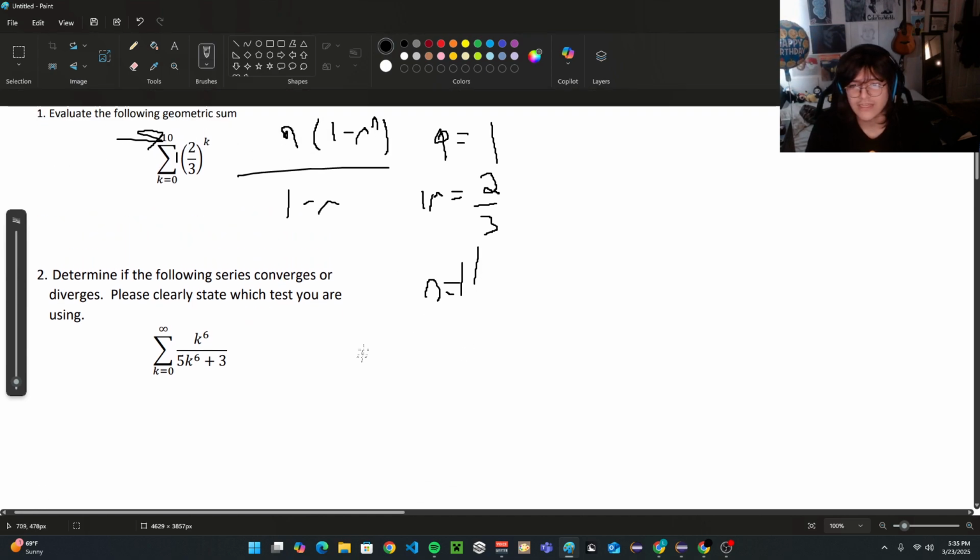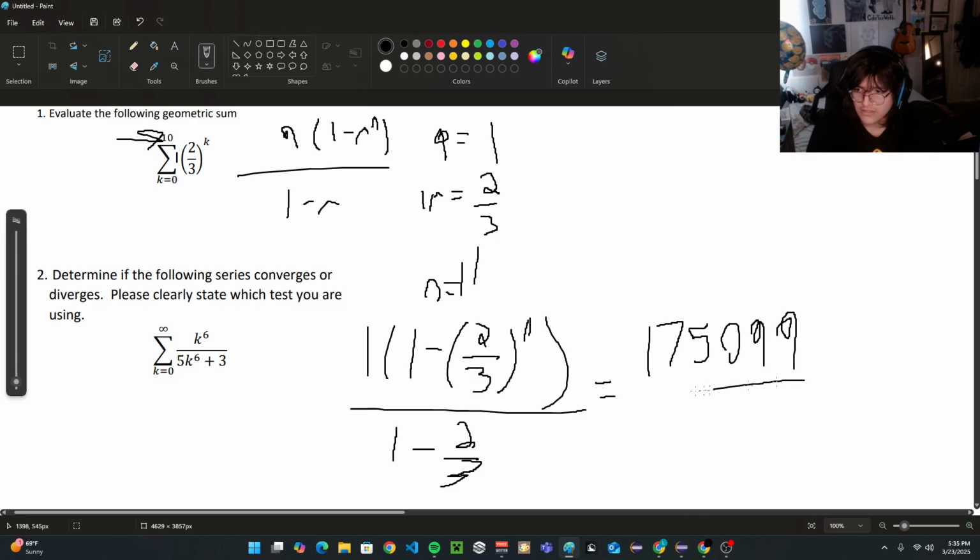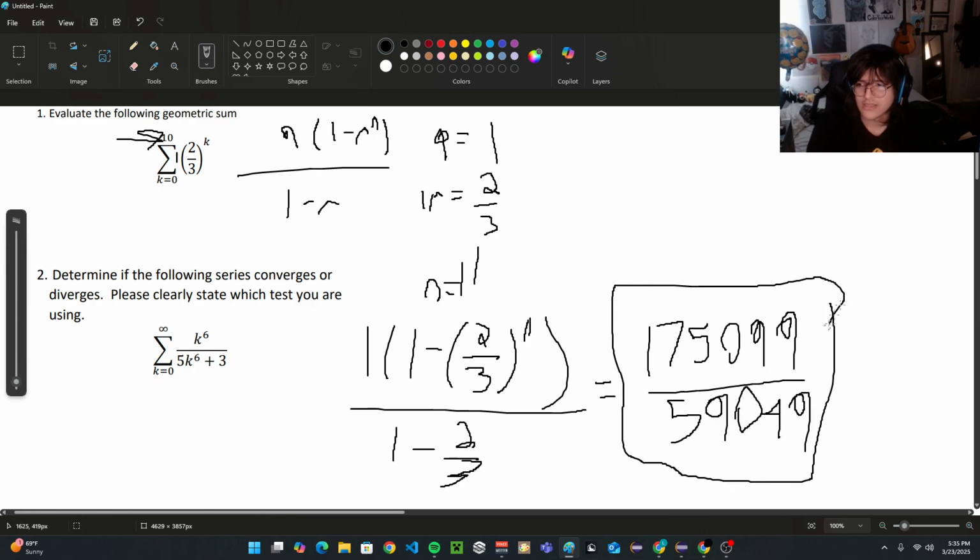Now when we plug everything in, we get 1 times 1 minus 2/3 to the power of 11 over 1 minus 2/3. And when you plug it into the calculator, you get a decimal, and as a fraction, it would be 175,099 over 59,049. And this is the answer to number 1.